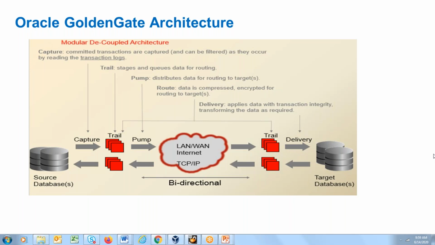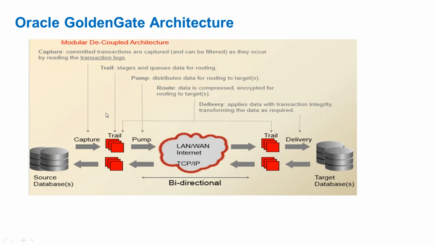Remember, your transaction logs may contain committed as well as uncommitted transactions. It's not only committed transactions which are recorded into the transaction log. Whatever transactions happen in the source database get recorded into transaction logs. The Golden Gate capture process is only going to capture your committed transactions. It is not going to capture any uncommitted transactions.